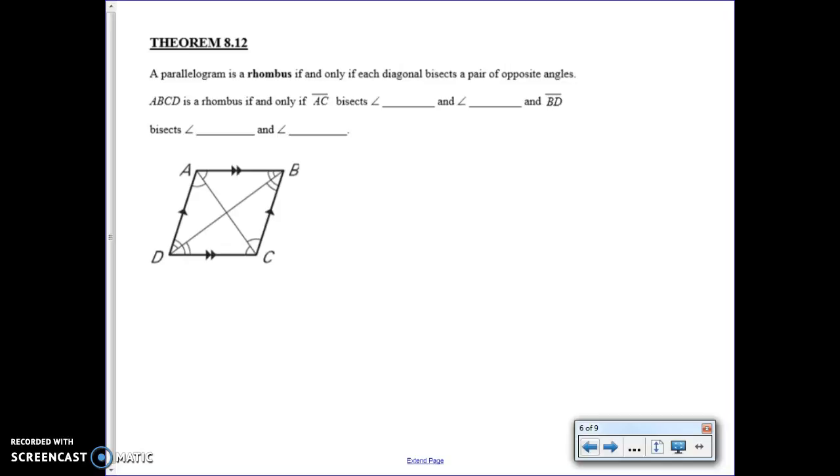A parallelogram is a rhombus if and only if each diagonal bisects a pair of opposite angles. So ABCD is a rhombus if and only if segment AC bisects angle BAD, so it's going to cut angle BAD in half, and it is also going to cut in half angle BCD. Notice it's cutting it into two smaller equal pieces. And BD is going to cut in half angle ABC and angle ADC.